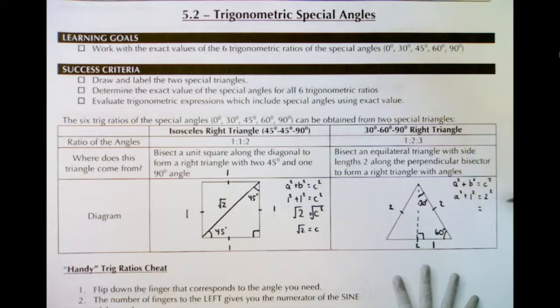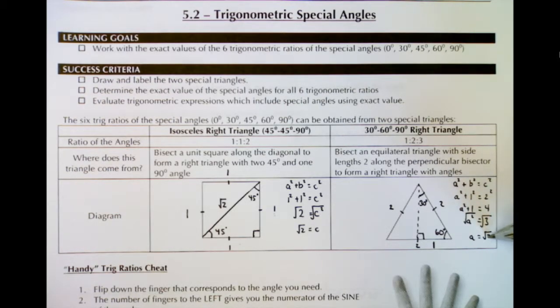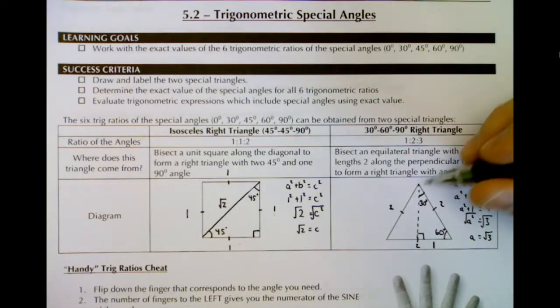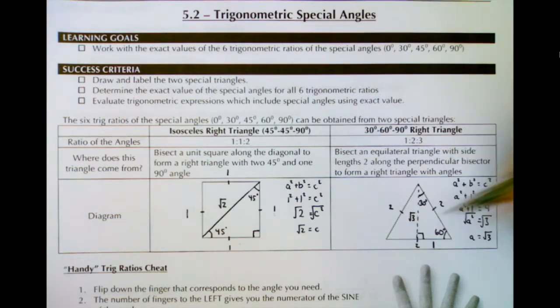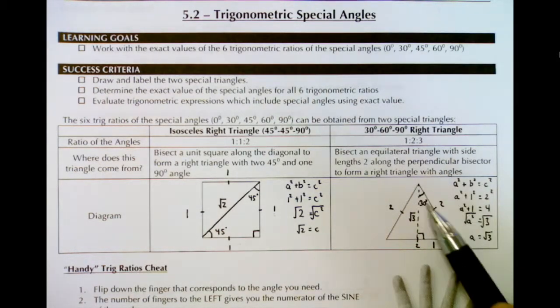So if we do a little bit of math, we get 4 = 1 + A squared. Move the 1 over, we'd subtract 1, we get 3. So A squared is 3. If we square root, we get that A is the square root of 3. So now we know this side. And now we have a triangle with 30 and 60 in it.